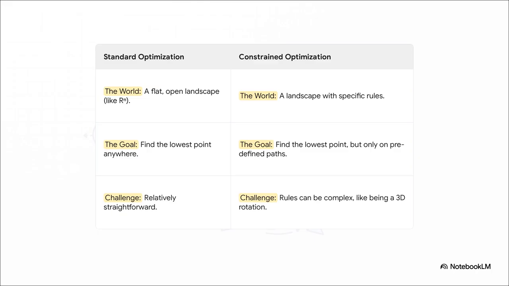But in the real world, things are usually trickier. We have what's called constrained optimization. Imagine our hiker is now on a mountain, and they're only allowed to walk on very specific trails. Those trails, those are our constraints. For instance, in a computer problem, a trail might be a rule that says your solution has to be a valid 3D rotation. You can't just pick any random numbers.